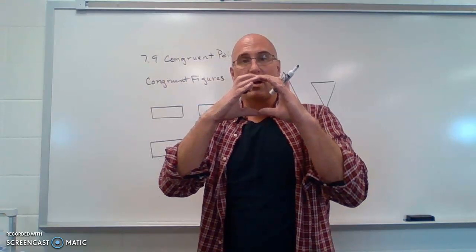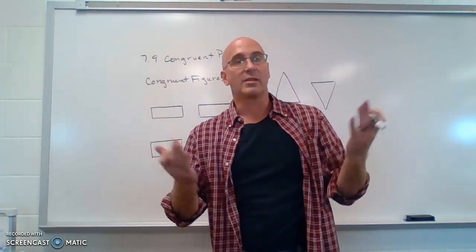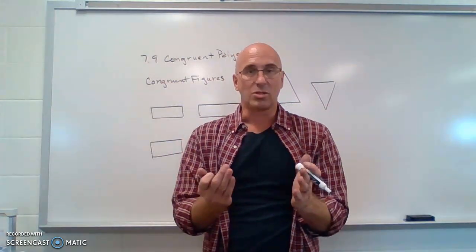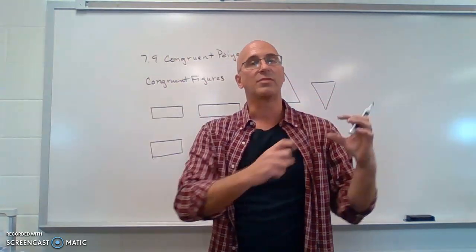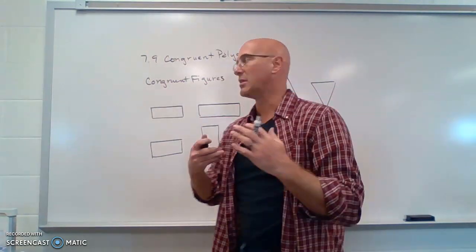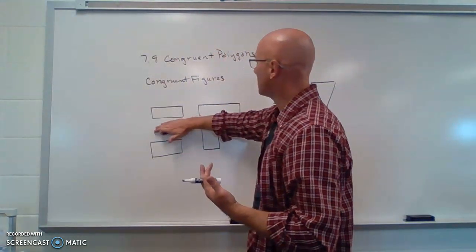So if you were comparing a circle to a square, you would obviously see that that is not congruent. They're not even the same shape. But you might have a rectangle and a rectangle. We have to determine if it is the same size. Okay, so let's just look at these first two.